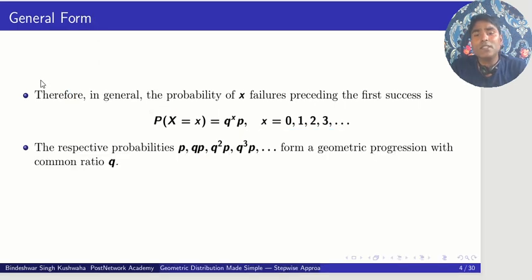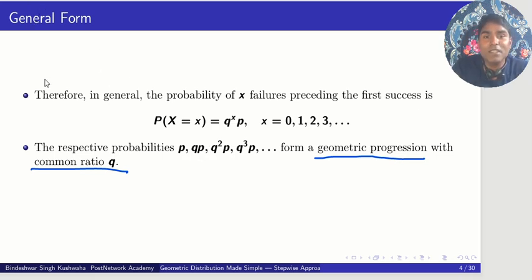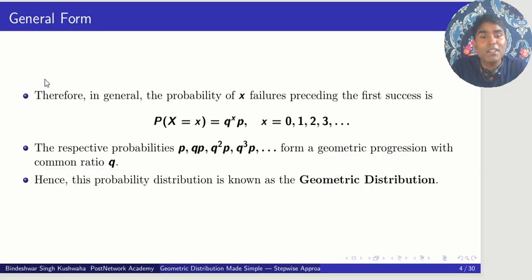You can see that the respective probabilities, P without failures, then QP for the first failure followed by success, form a geometric progression with common ratio Q. This is one of the reasons its name is geometric distribution. This probability distribution is known as geometric distribution because the respective probabilities form a geometric progression.